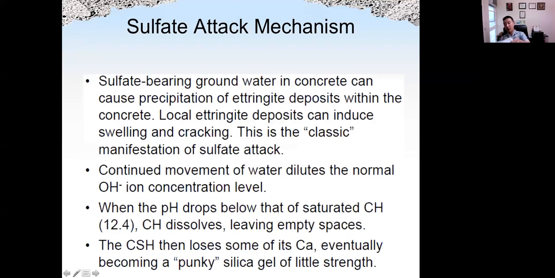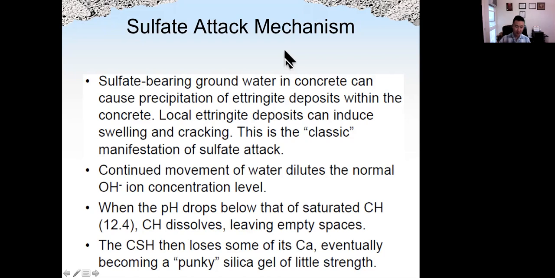So the sulfate-bearing groundwater in concrete can cause precipitation of ettringite, as we know. The ettringite will deposit within the concrete. As the ettringite forms, the volume will expand, so the concrete may crack. So this is the classic sulfate attack we know of.